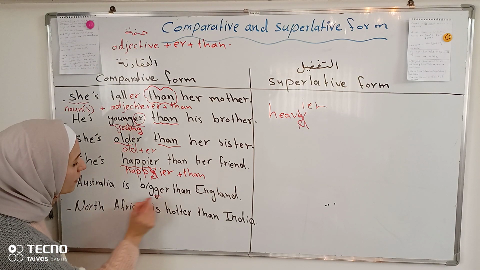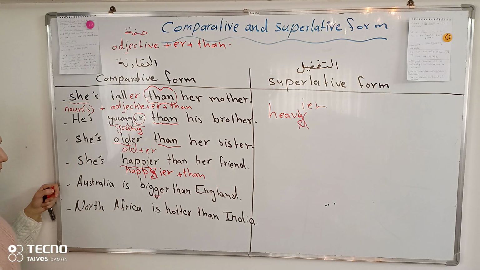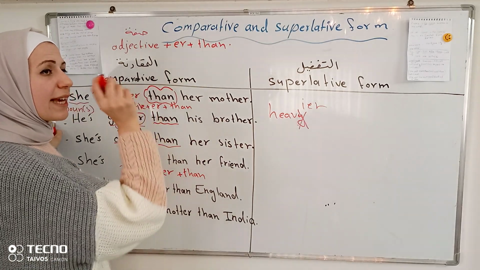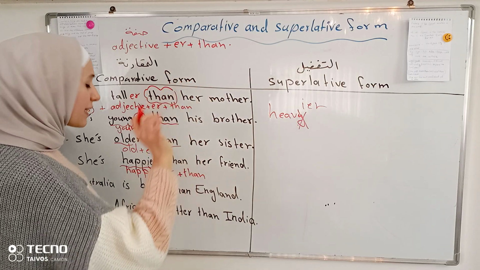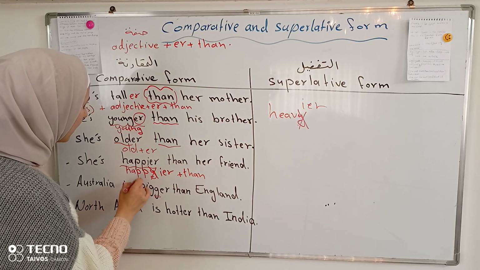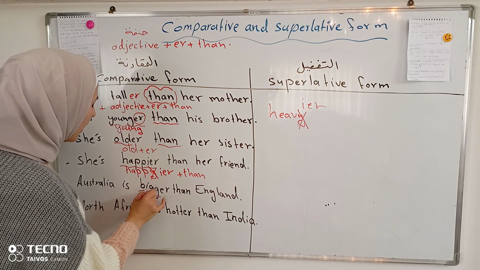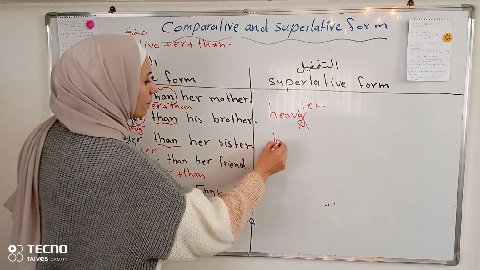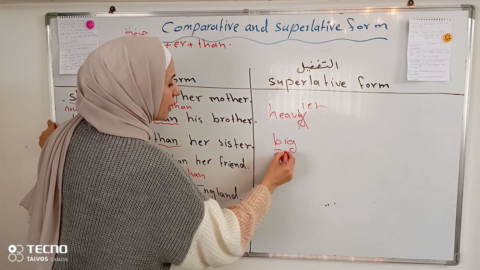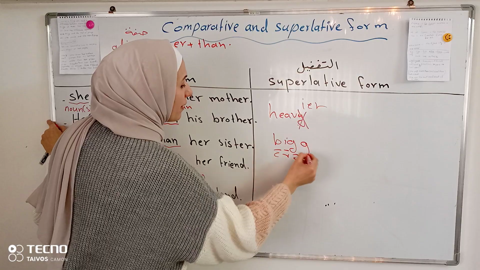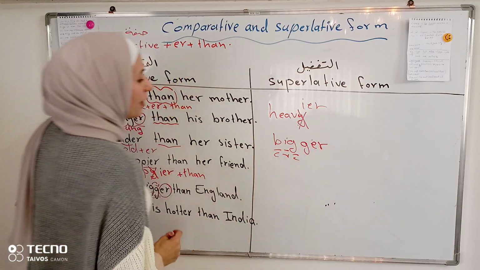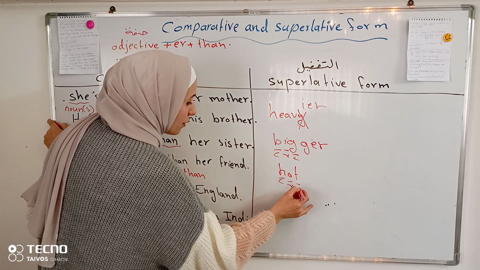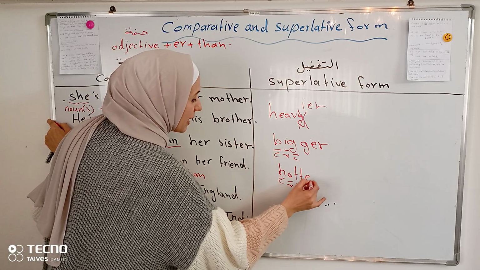طيب وين هاي يا مس؟ من وين جبتها تجي هون يا مس؟ تمام. ايش حكينا؟ If the adjective ends with consonant, vowel, consonant, double the last consonant. هون لاحظ انتهت عندي الكلمة consonant, vowel, consonant, double the last consonant and add er. Big, bigger.